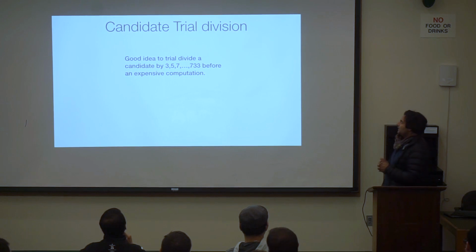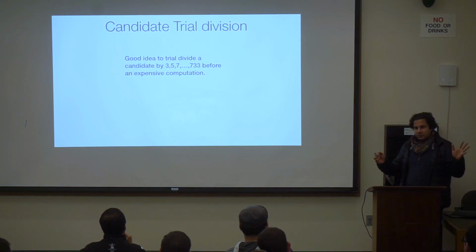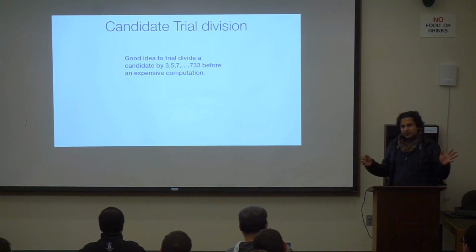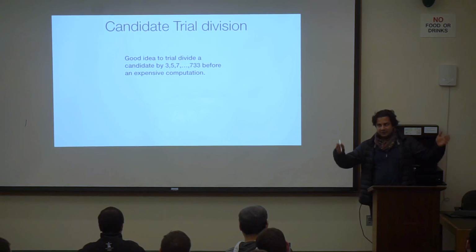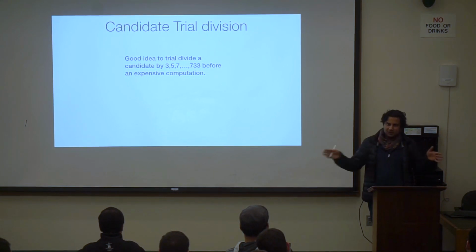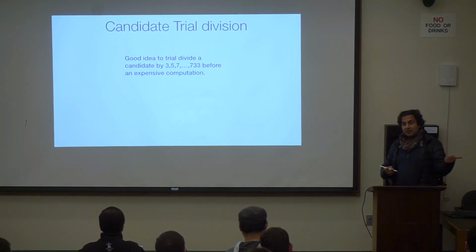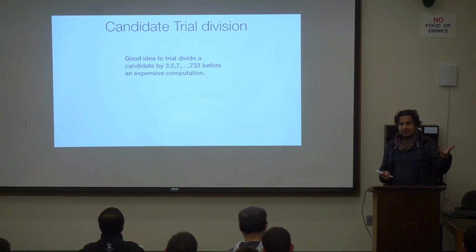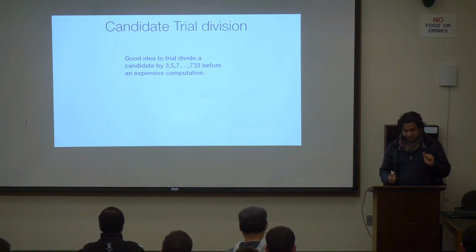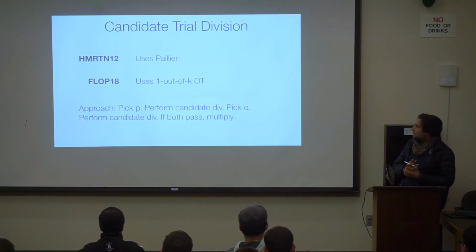Candidate trial division. So all proper approaches here, what they want to do, before spending the effort of multiplying a very large modulus with another very large modulus, is to quickly sieve out the multiples of 3, 5, 7, 11, 13, etc. All the small primes we want to do some sort of trial division for. Okay? And now how do our previous approaches basically do this?